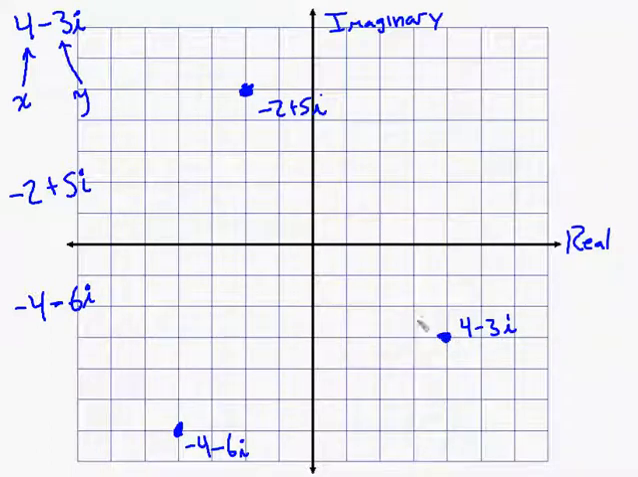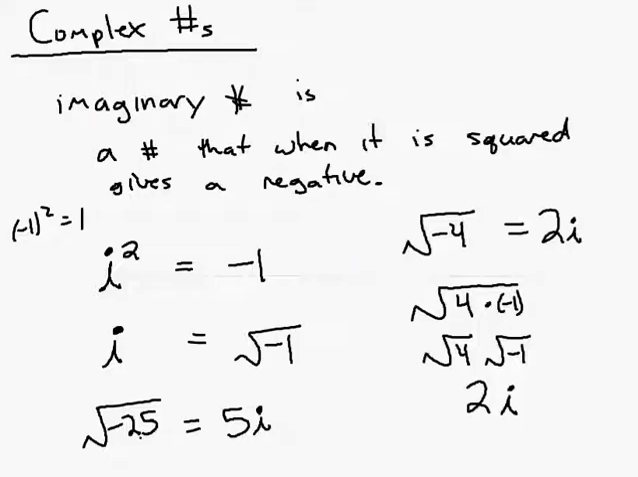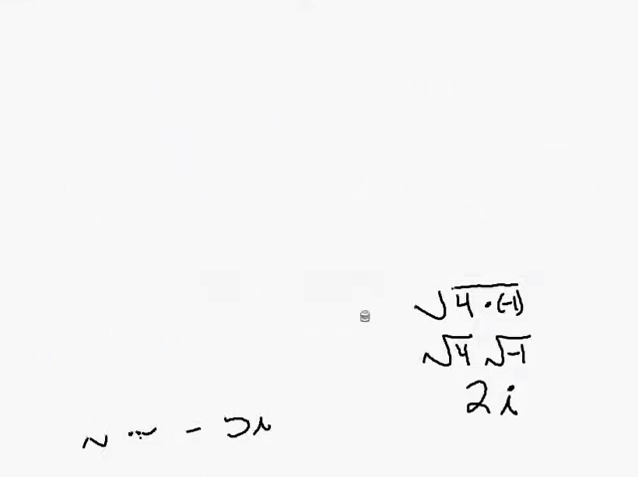Alright, so I've graphed each of these complex numbers. Now, from real numbers, I don't want you to write this down. What's the absolute value of negative 6? And what's the absolute value of negative 5? What's the absolute value of 10? 10, okay. And let's review. I do want you to write this part down.